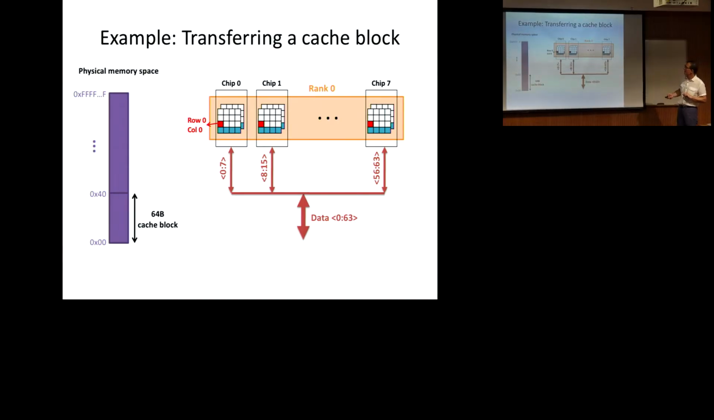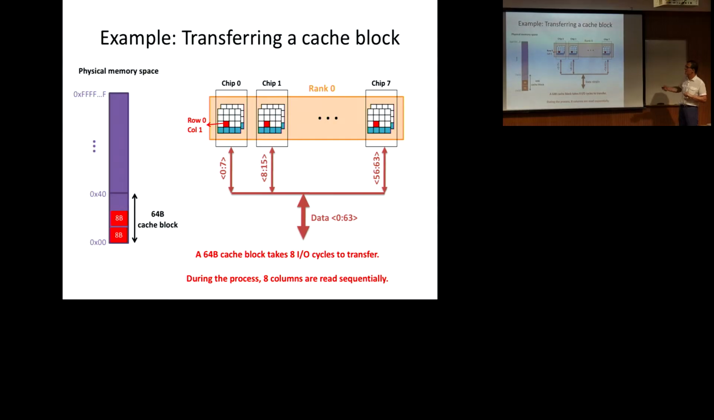And let's see how we can transfer it. Basically, the first bytes of the cache block come from here, and you get 64 bits from row 0, column 0 of the different chips. So that's how you get 8 bytes of the cache block in the first access. In the next cycle, you get the next 8 bytes, which is mapped to row 0, column 1 of the different chips in the same bank, as you can see. And then in the next access, you get the next one. In the next access, you get the next one. So a 64-byte cache block takes 8 I/O cycles to transfer in this particular example. So hopefully it's clear, right? Every cycle, you get 8 bytes. So during the process, you read 8 columns sequentially.